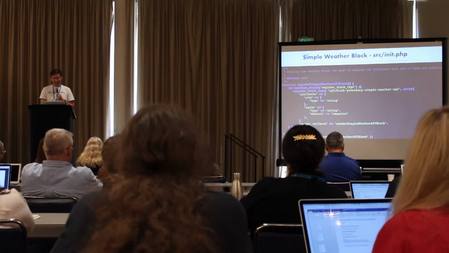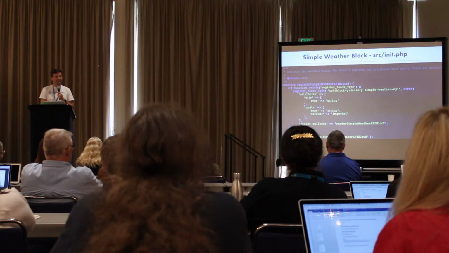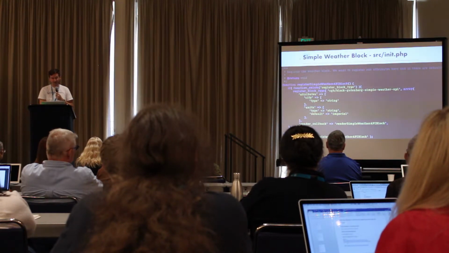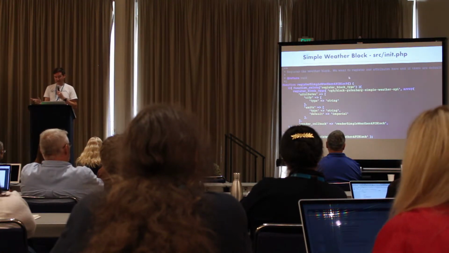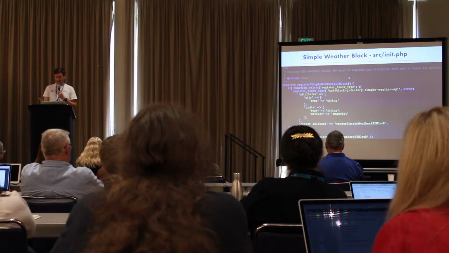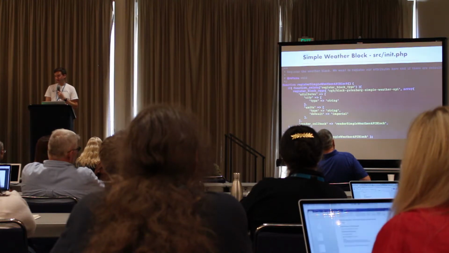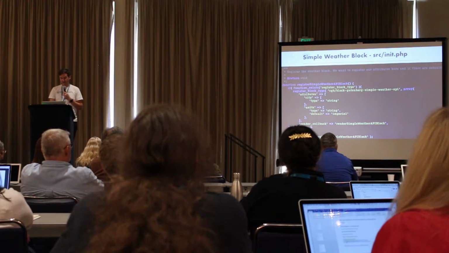So this time we're going to start in PHP. We're going to register our block in a PHP file. And there's all the functions. It should look pretty similar. We're going to register the block type. We have our namespacing and the name. And then we're going to set some attributes of our city and our units. And then we have this other parameter called render callback, which is which function is going to render the block.